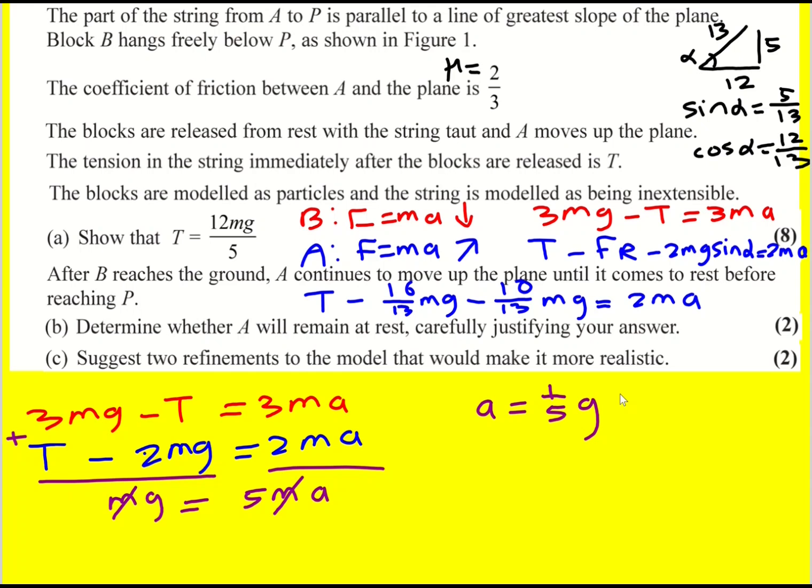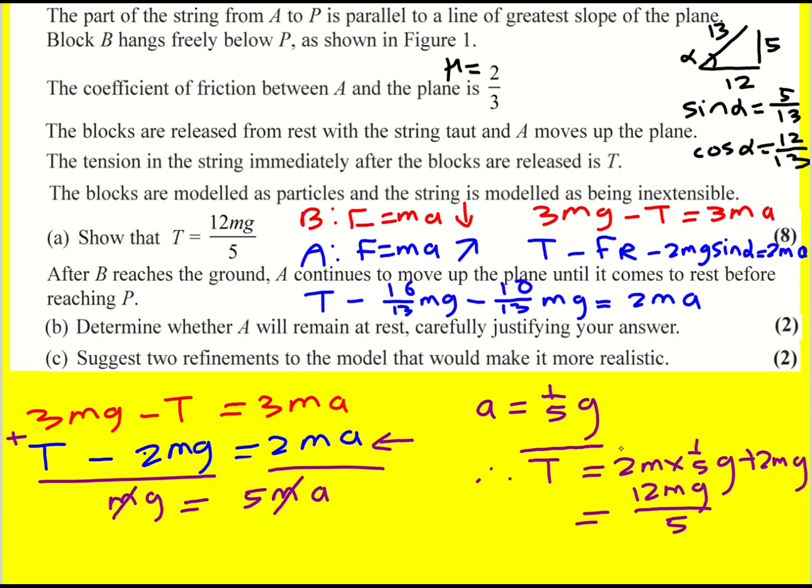We're nearly there. Now I just substitute back in. I'll substitute back into this one. So T is going to equal 2m times 1/5 g plus 2mg. And that ends up being 2/5 plus 10 over 5 mg. We do get our 12 mg over 5. Good work.